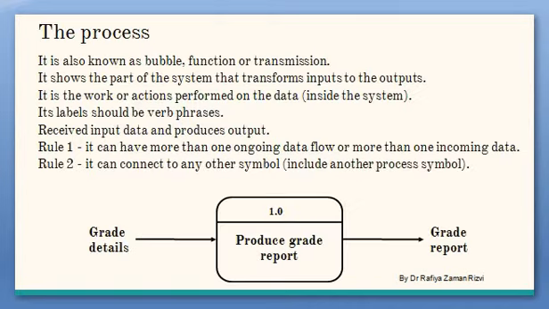Okay, so now firstly we'll understand each of these one by one. So firstly we come to the process. Now the process, it is also known as a bubble. So this rounded rectangle which you see here with produce grade report written inside it, this is what represents a bubble or a process. Okay, it represents a function or transformation. It shows the part of the system that transforms inputs to the outputs. It is the work or action performed on the data inside the system.